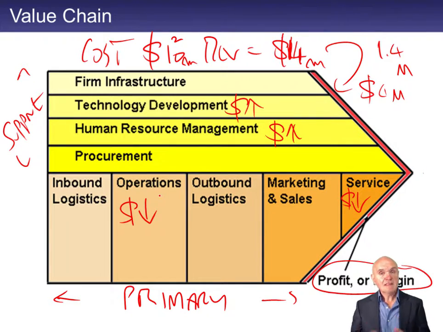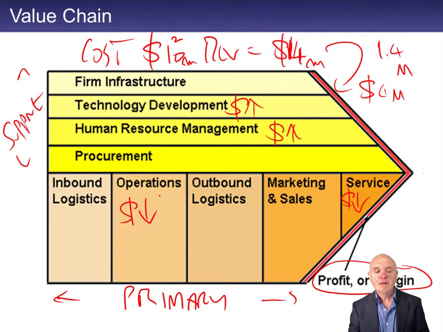So you have to understand the linkages which are going on within the value chain and to see how changing one, spending more, spending less, is going to affect another. So it all hangs together. Now, substantially, the value chain is internal. It's how you're arranging your own business.